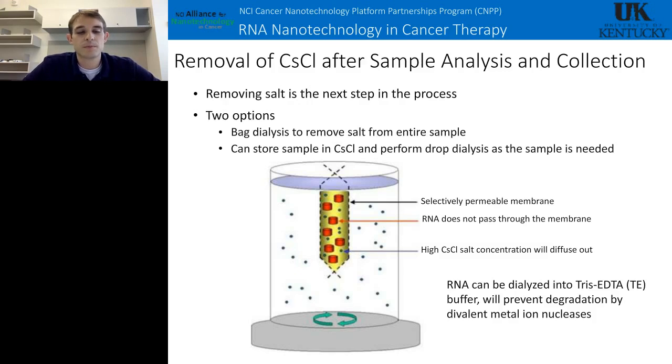Or it's perfectly fine if you want to store your sample in cesium chloride. For example, if you want to do a huge transcription and purification, but you only need a little bit of sample at a time, you can freeze it in your cesium chloride, and then take aliquots out as you need them and perform a quick drop dialysis, which is just using a dialysis membrane. You can take 10 to 15 microliters of your sample and dialyze it into tris-EDTA, and then your cesium chloride should also be removed that way.